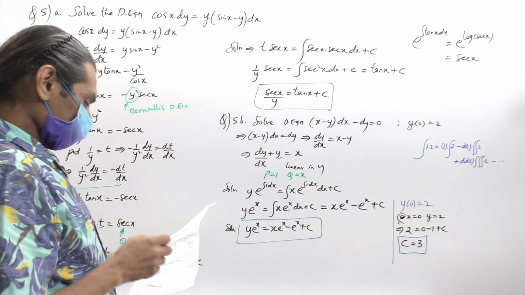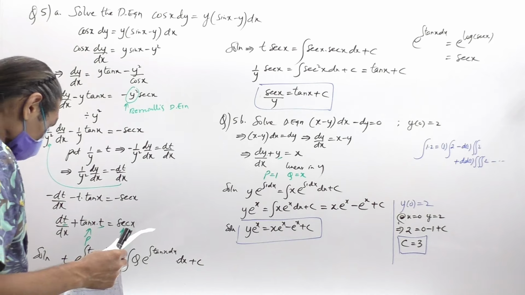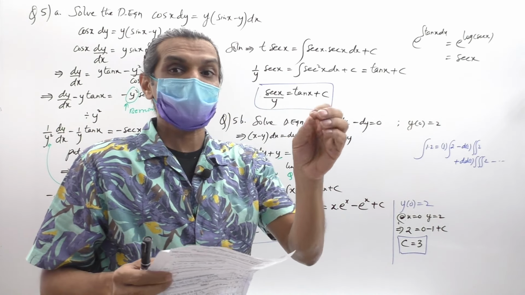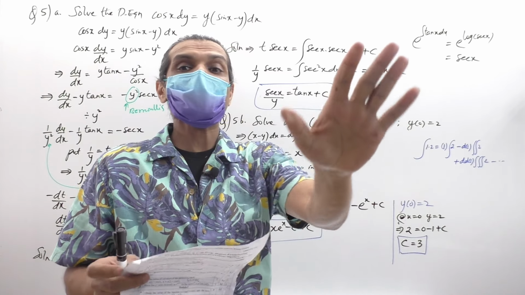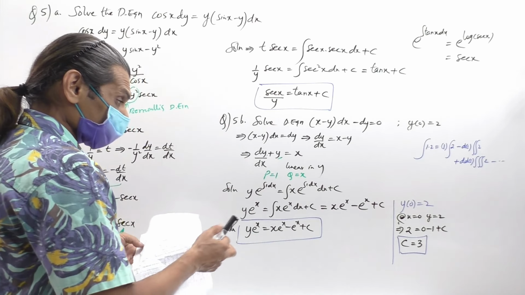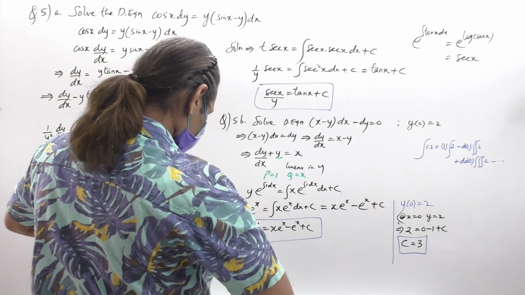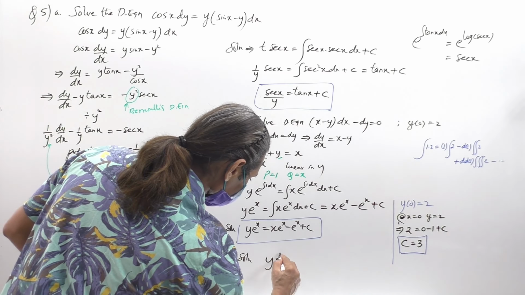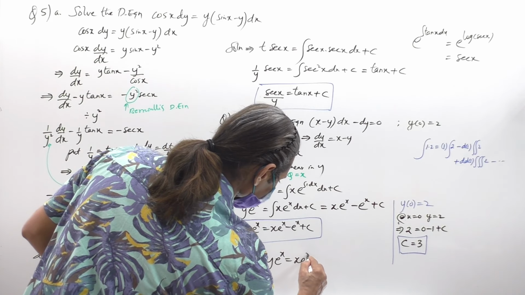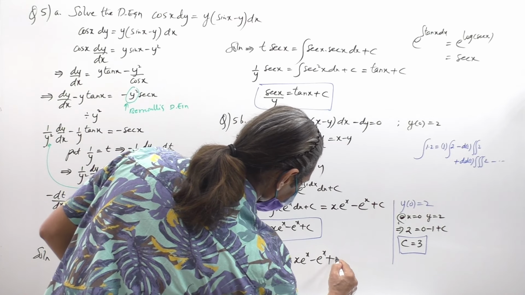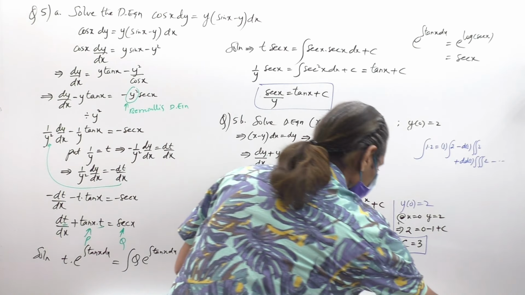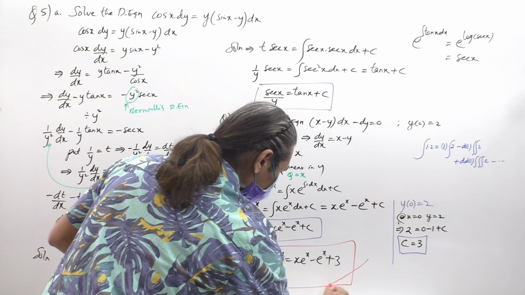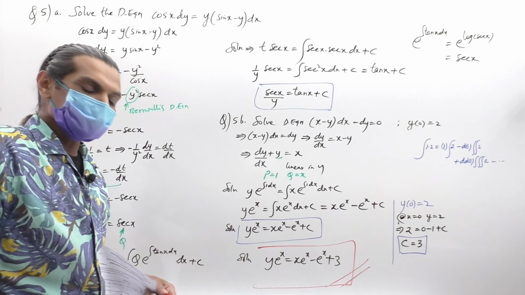Okay. So now you understood the condition given here. The condition is given here only to find a constant. So here I found a constant as c. Therefore, the actual solution now is y e raised to x is equal to x e raised to x minus e raised to x plus 3. That's the final answer. Okay, that's it. I hope you got it clear.